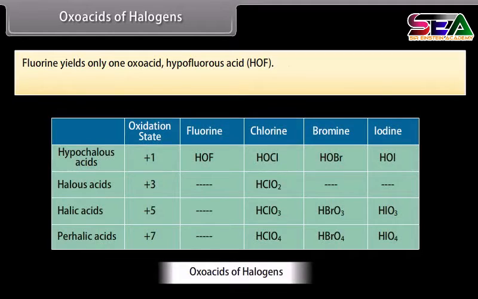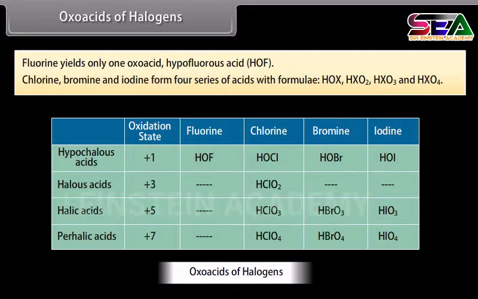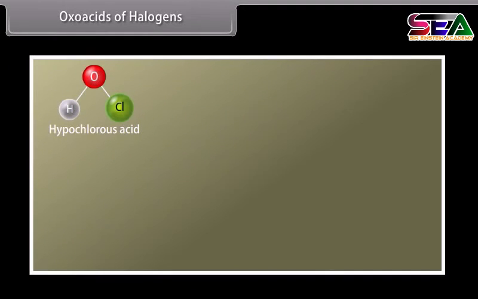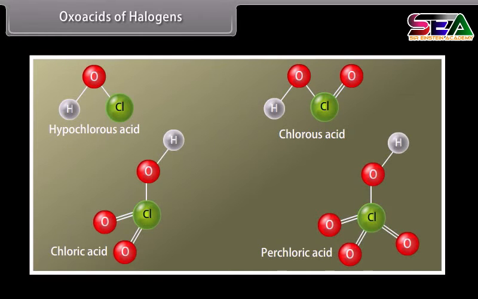Oxoacids of halogens. Fluorine yields only one oxoacid, hypofluorous acid. Chlorine, bromine, and iodine form four series of acids with formula HOX, HXO2, HXO3, and HXO4. Many of these are known only in solutions or as salts. The structures of oxoacids of chlorine are hypochlorous acid, chlorous acid, chloric acid, perchloric acid.